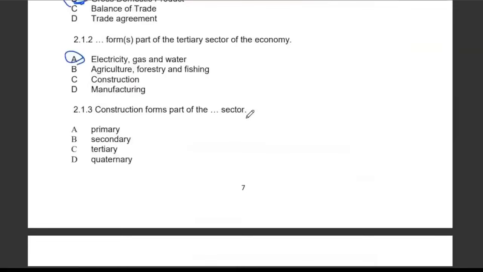Right. Moving on to the next question, number 2.1.3. Construction forms part of the dash sector. Construction is part of the secondary sector.